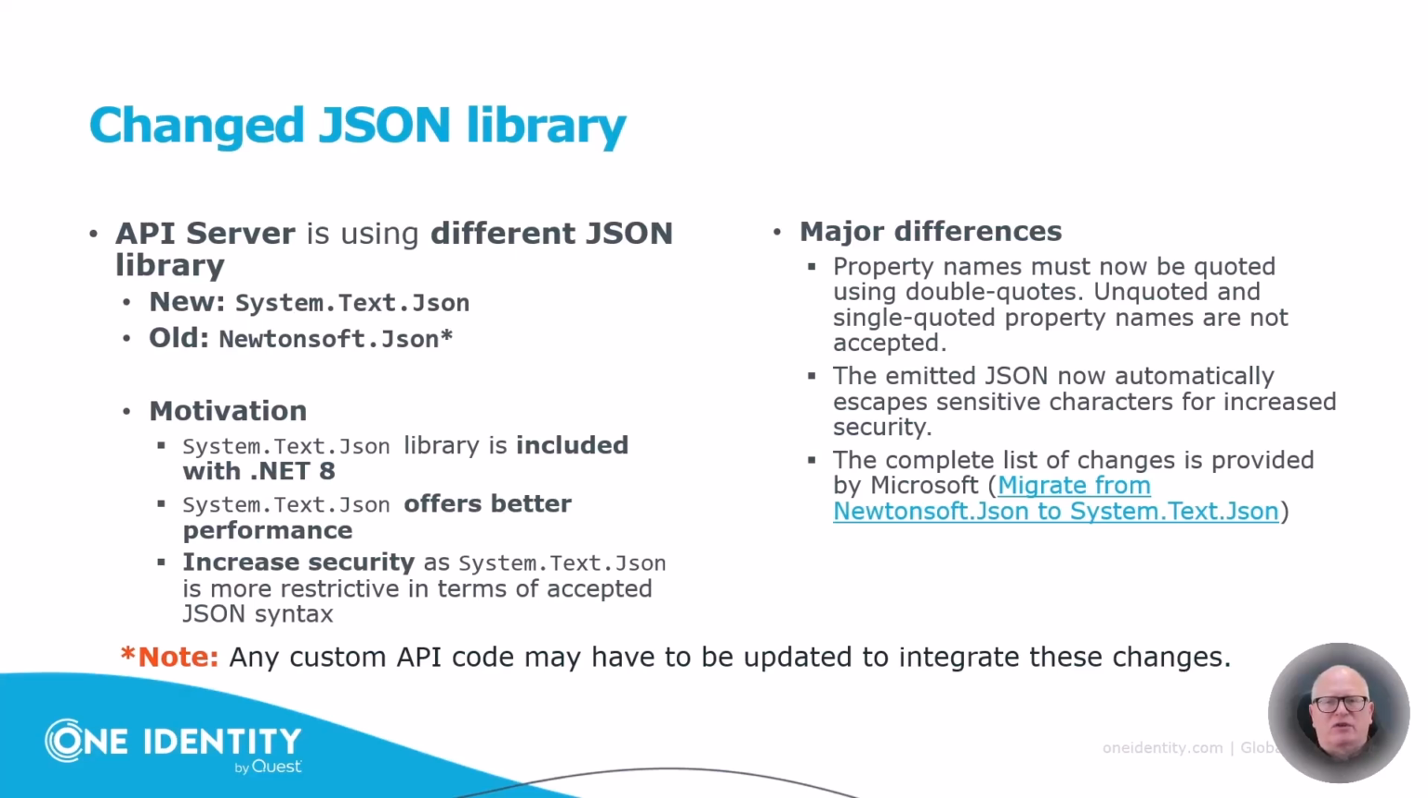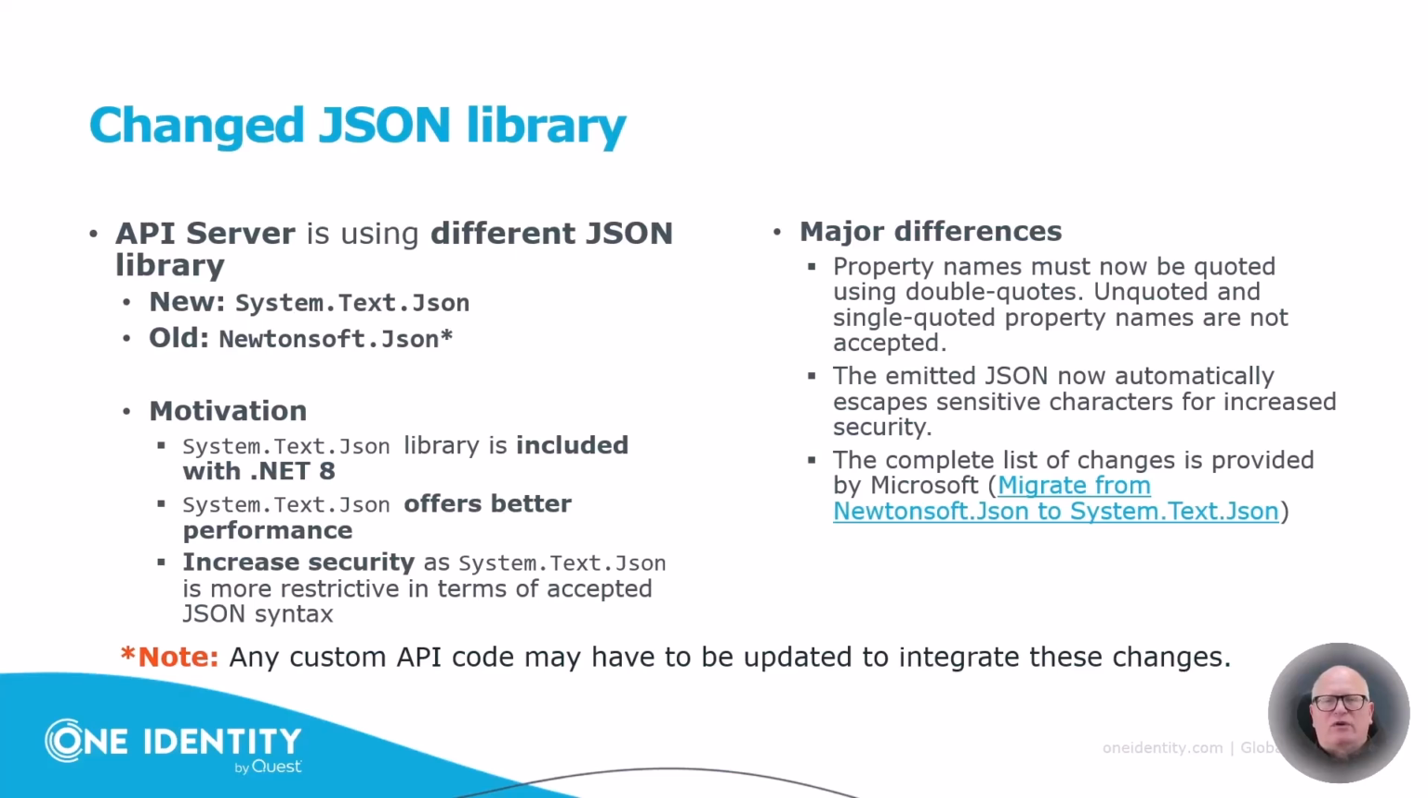There are some, of course, and they are pretty well described in an article from Microsoft linked on the right-hand side. But the majority of differences is, first, the new JSON library is more restrictive. That means you have to ensure that your JSON is very well formatted. The second reason is the performance of the new JSON library is much better. And from a security perspective, there's an improvement as well.